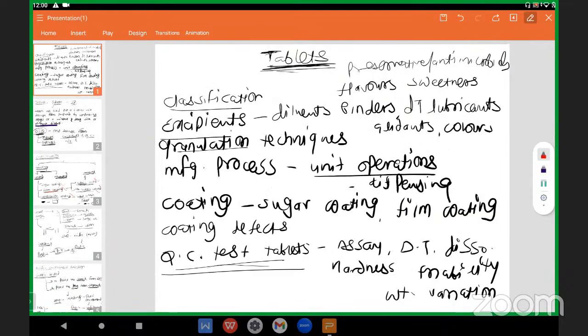Next lecture we will be starting with the other excipients. Our classification part is already covered. Excipients we will be covering. Diluents in this category is covered. Binders, disintegrants, glidants, lubricants, antiadherents, colors, and flavoring agents are pending. Then we will move to the granulation techniques like wet granulation and dry granulation. Then we will look at the manufacturing process and then coating defects and quality control tests. When we finish the quality control tests, we can declare that our tablet is completed. As of now, we are stopping at the diluent category.